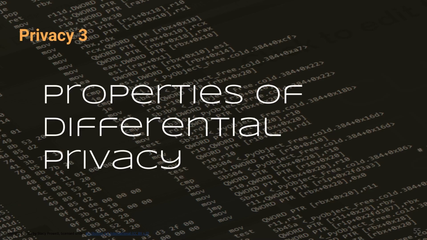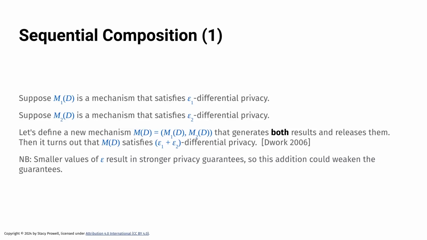Let's talk about some properties of differential privacy. Differential privacy has some really wonderful properties associated with it. And the first one is sequential composition. And this is just almost magic.